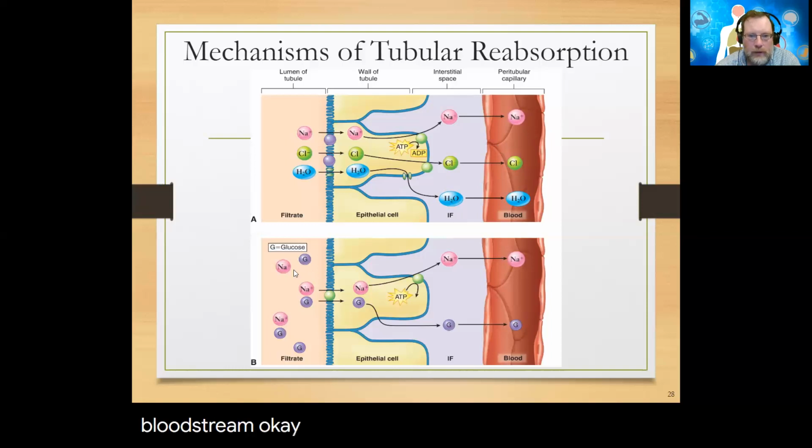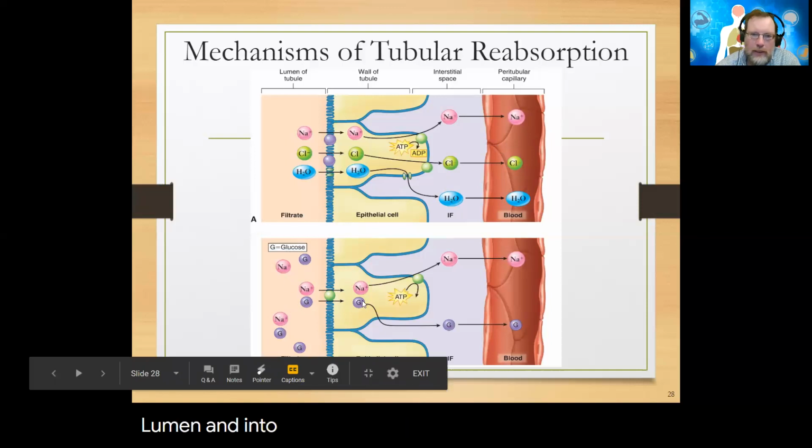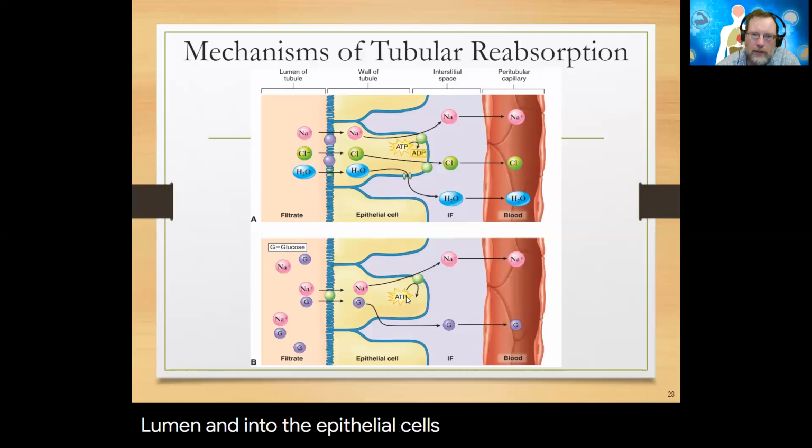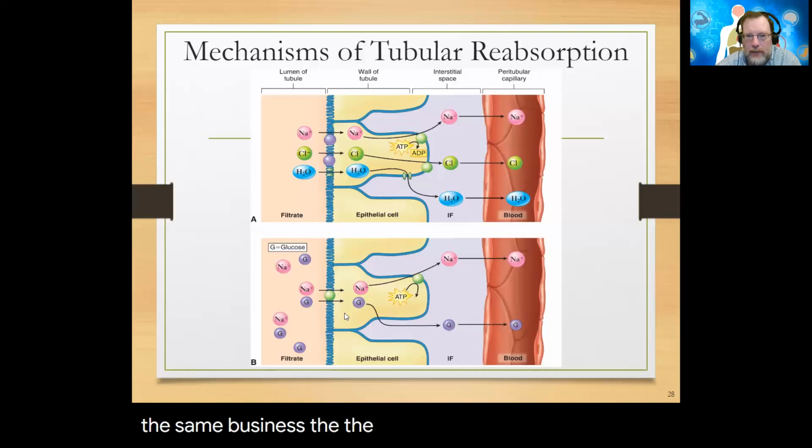Okay. This one's just showing glucose being co-transported. It gets co-transported out of the lumen and into the epithelial cells of the PCT. So there's where the co-transport occurs, and then sodium goes about its same business. The sodium-potassium pump, and glucose is going to passively diffuse over into the bloodstream.